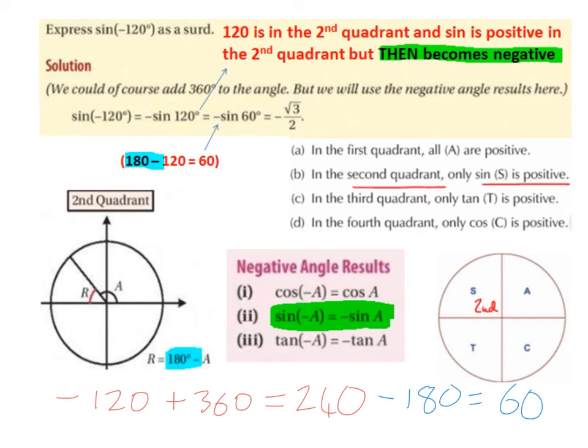So summary of our negative angle results: cos of minus A is equal to cos of A, sine of minus A is equal to minus sine of A, tan of minus A is equal to minus tan of A. So again, you don't need to learn them off, but you do need to know how to use them.